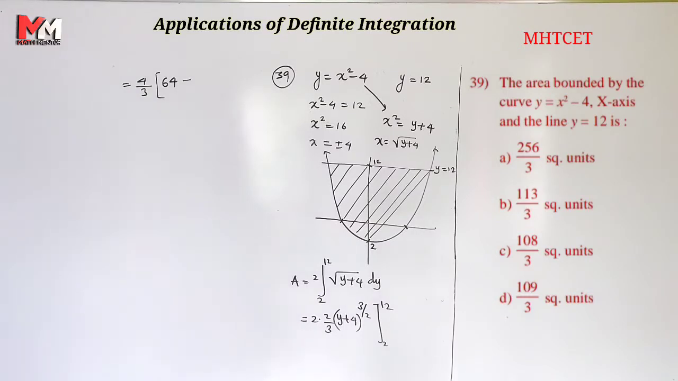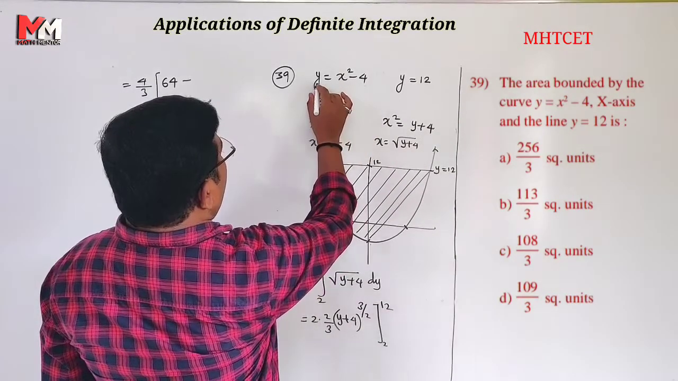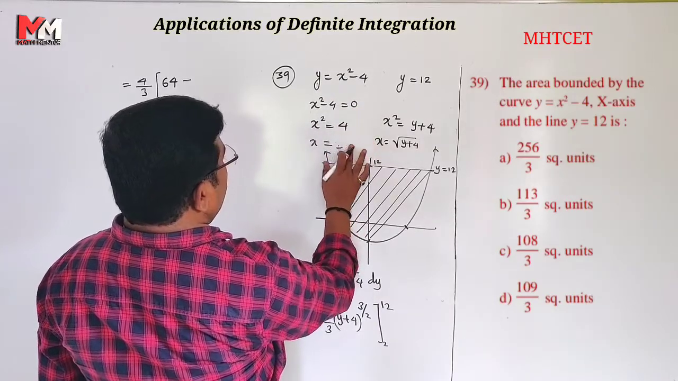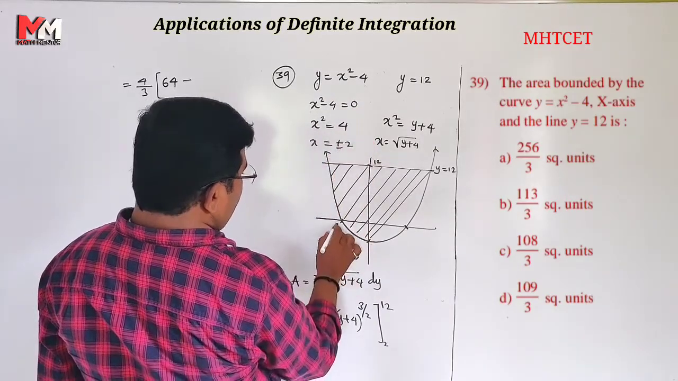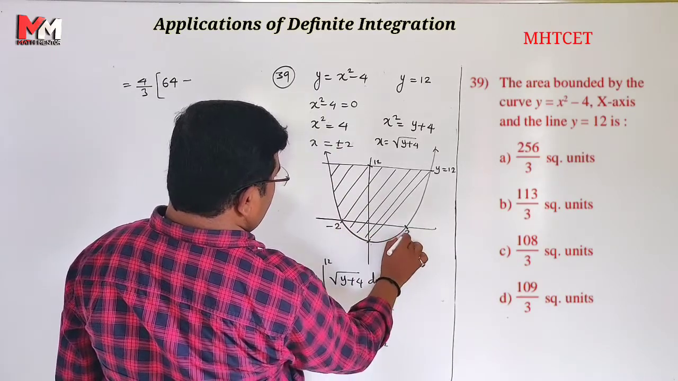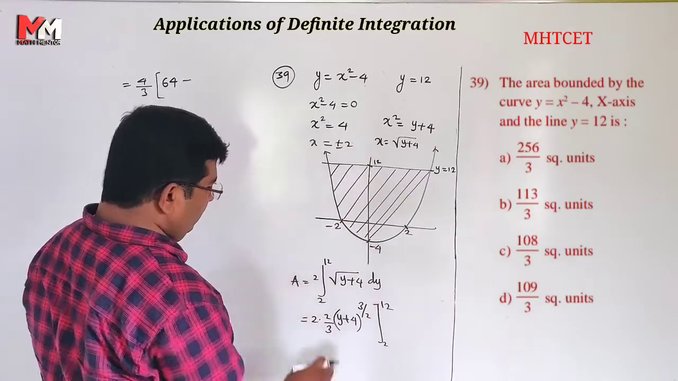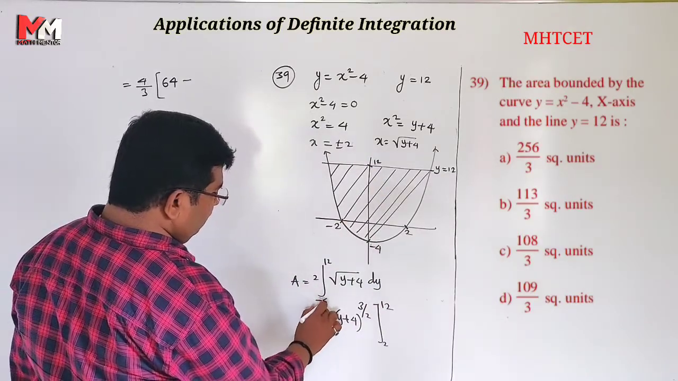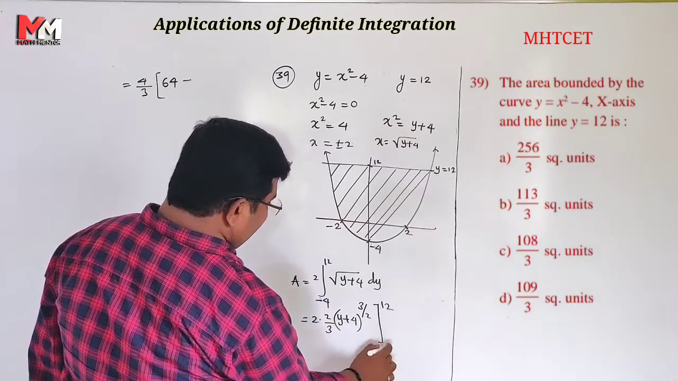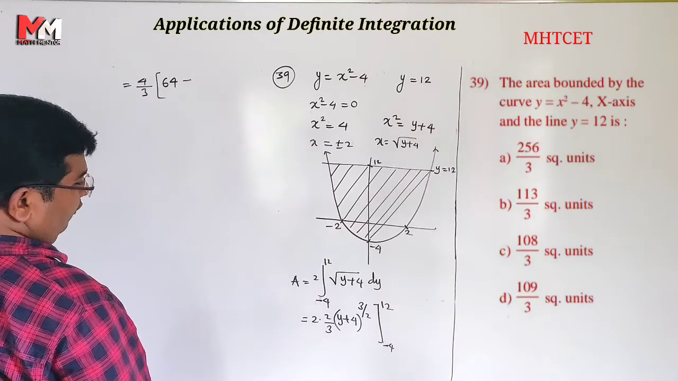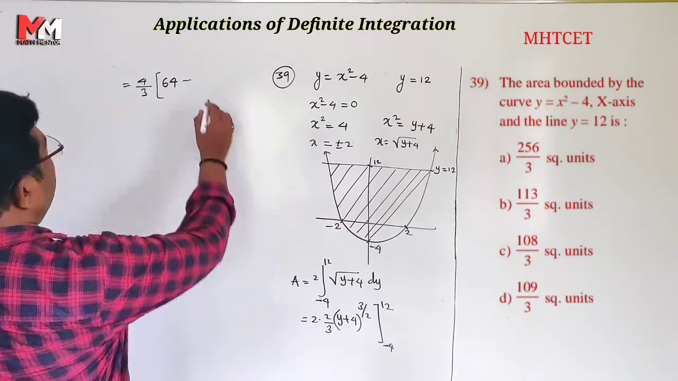It's a 2 to 12. If we put y is equal to 0, this will be x square is equal to 4, x is equal to plus or minus 2. So this is plus 2, this is minus 2, and this will be the minus 4. Minus 4 to 12 we have to take. Minus 4 is the lower limit, plus 12 is the upper limit. So it's a 4 by 3. Minus 4 plus 4 is 0. It's a 0.